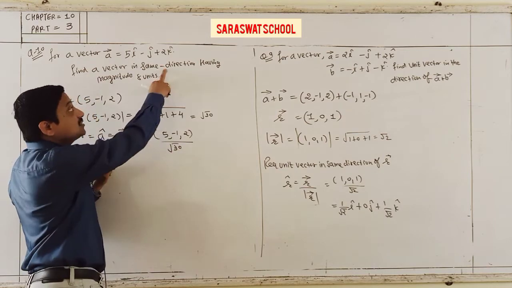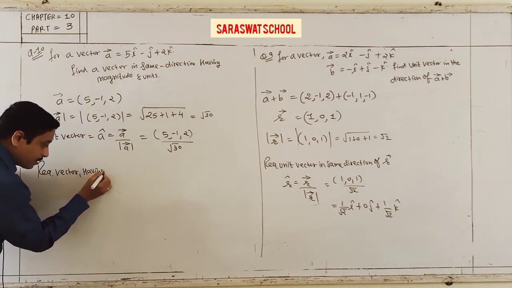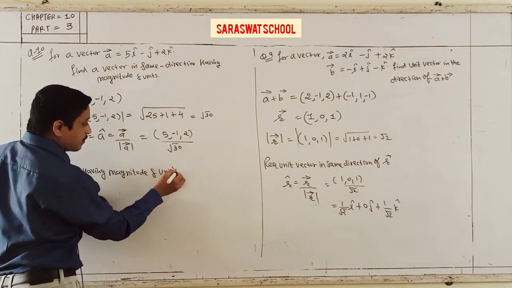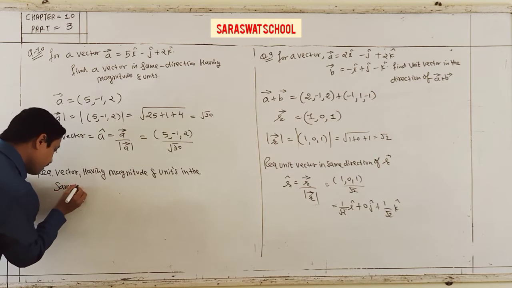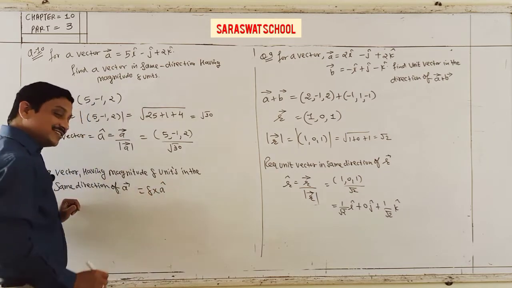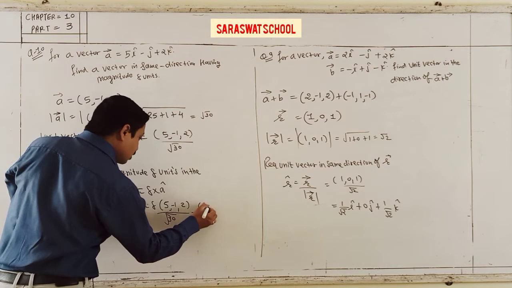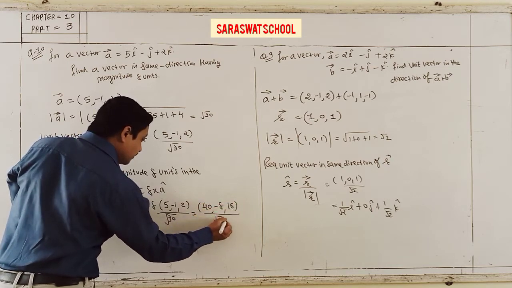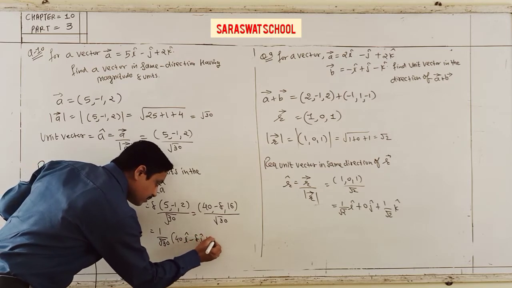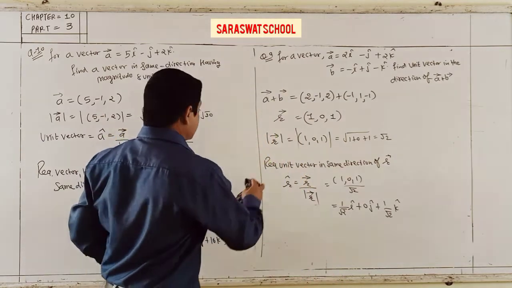Now wait, what do you need? A vector having 8 units. So the required vector having magnitude 8 units in the same direction of vector A, that's why I write 8 times the A unit vector. So 8 times (5, -1, 2) by root 30. It is 8 fives are 40, minus 8, and 8 twos are 16, by root 30. So your answer is 1 by root 30 times (40i minus 8j plus 16k), and that's your answer students. Simply we derive it.